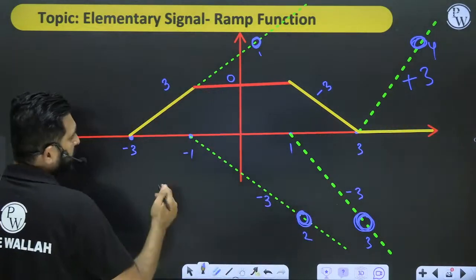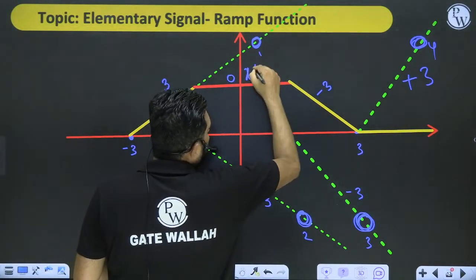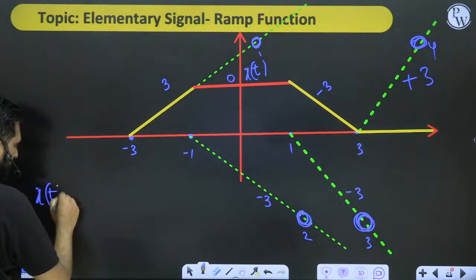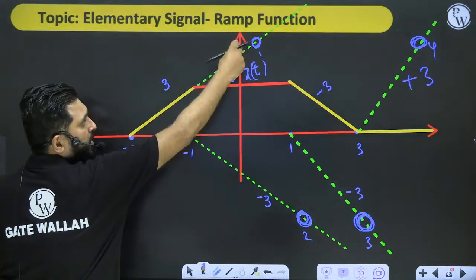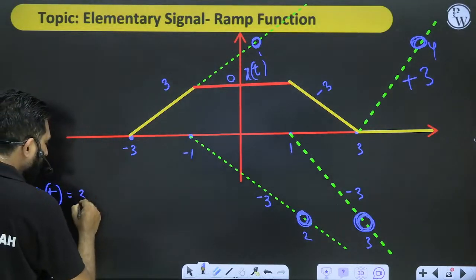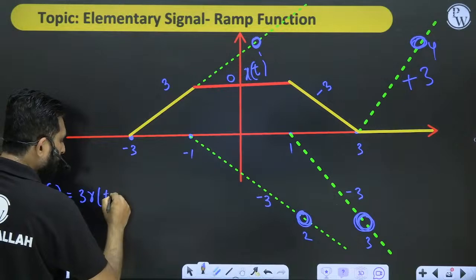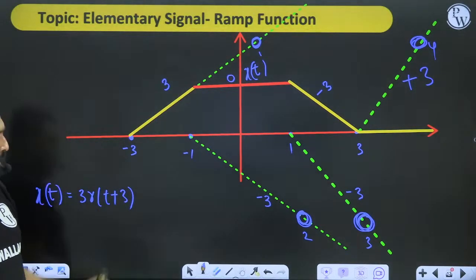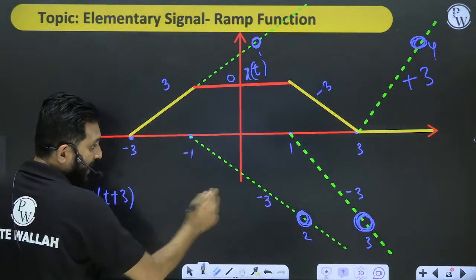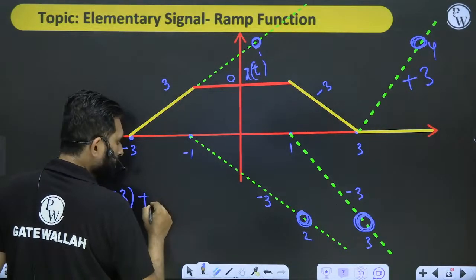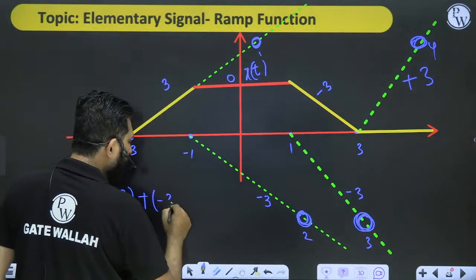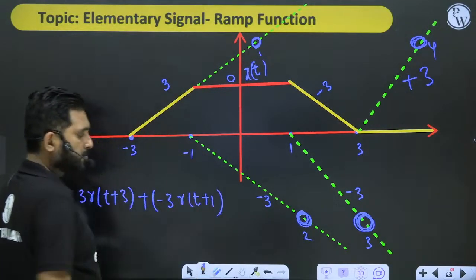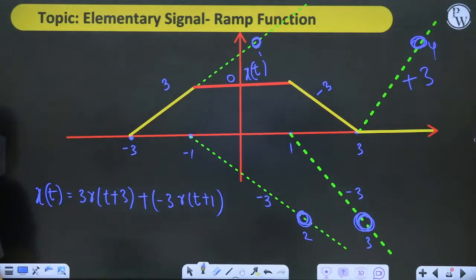So how will you write? Let's consider this to be x(t). Then what you will say, x(t) is, start from here. See, this is the line, the first one. It is 3r(t+3). Now this line comes at -1. This means that minus 3r(t+1).